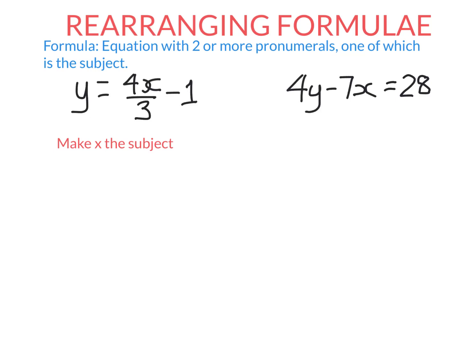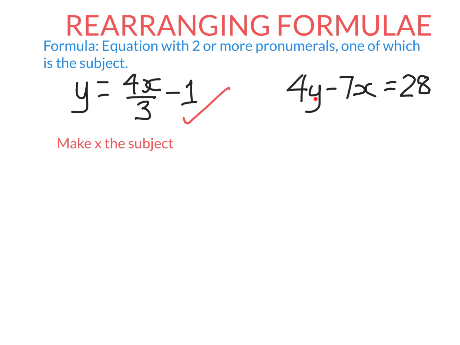Thank you so much for tuning into this video in which we will look at rearranging formula. So just note that a formula or a rule in mathematics is an equation with two or more pronumerals, one of which is the subject. So this first equation here would constitute a rule or formula because it has two or more pronumerals, check. And one of them is the subject. Y is the subject. We call whatever is by itself the subject of the equation. So Y is the subject there.